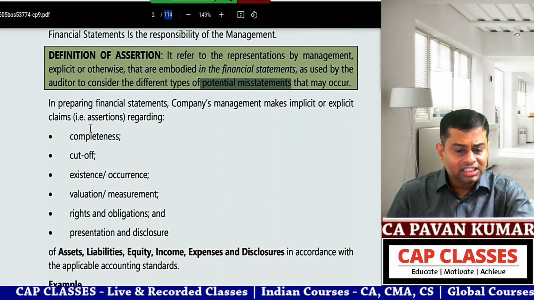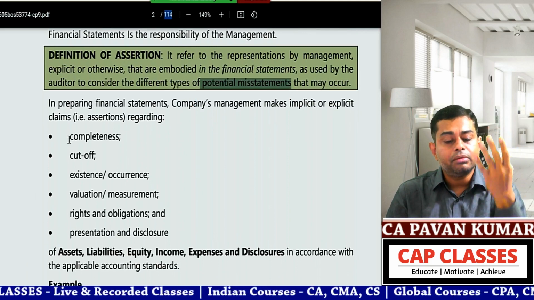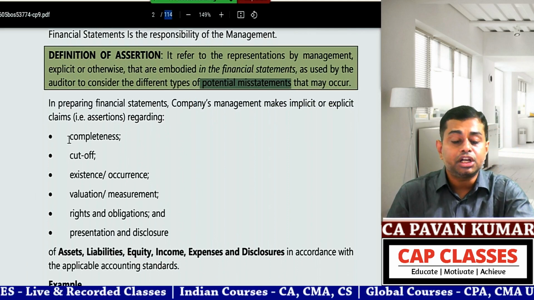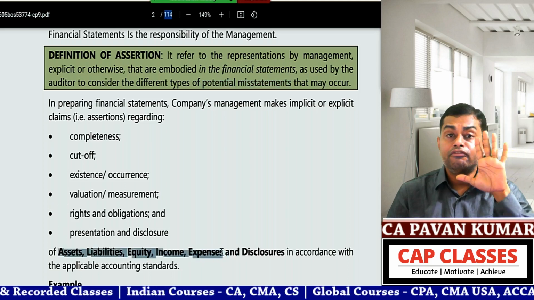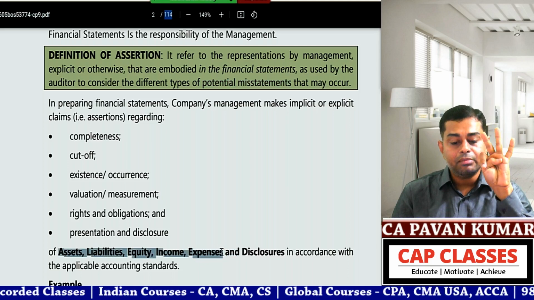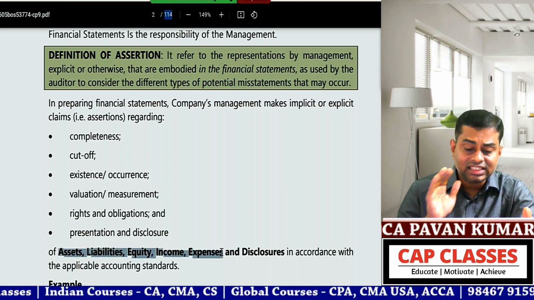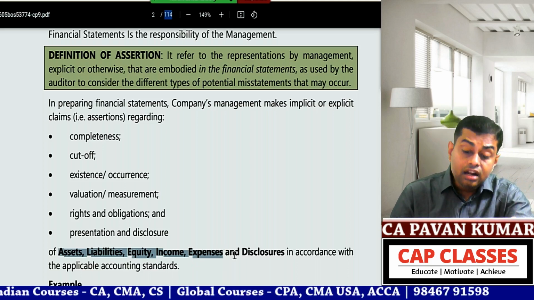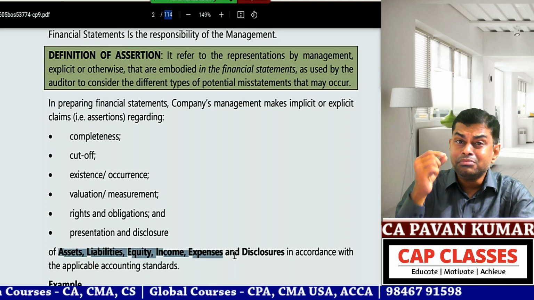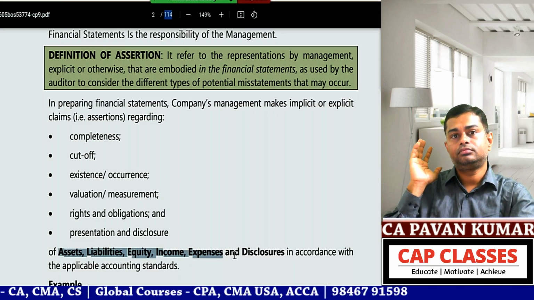So assertions regarding completeness, cutoff, existence, occurrence, valuation, measurement, rights, obligations, presentation, disclosure of 5 elements. How many elements are there? 5 elements are there: asset, liability, equity, income, expense. Assets, liabilities, equity is balance sheet; income and expenses is P&L. And disclosure of all the items as per accounting standard and as per Schedule 3.